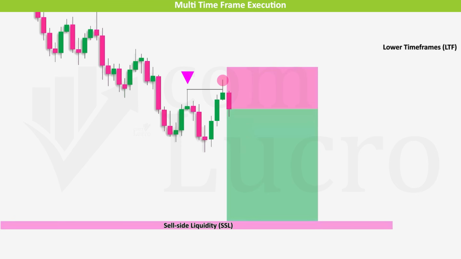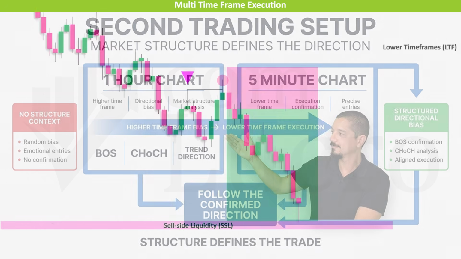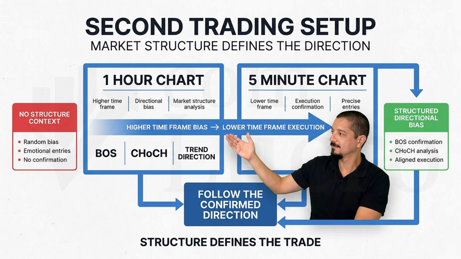Allow enough room for price to fluctuate and avoid placing the stop too tight. For your target, focus on the next clear sell-side liquidity level. This approach keeps the trade structured and intentional. Now, let us move on to the second trading setup.